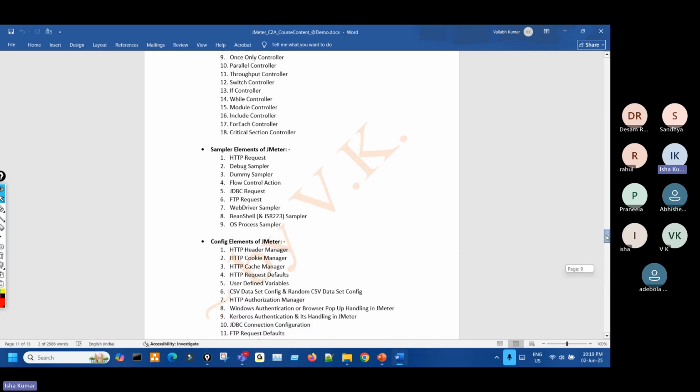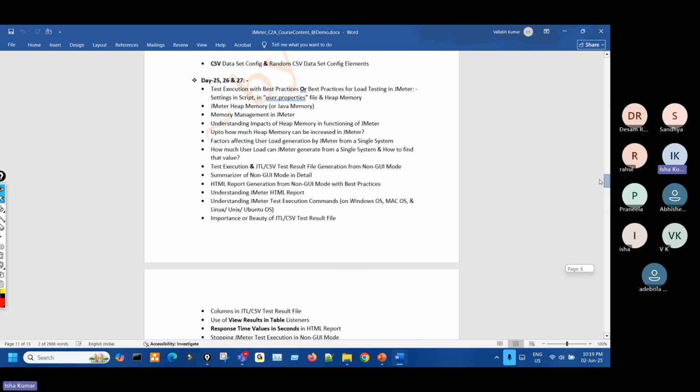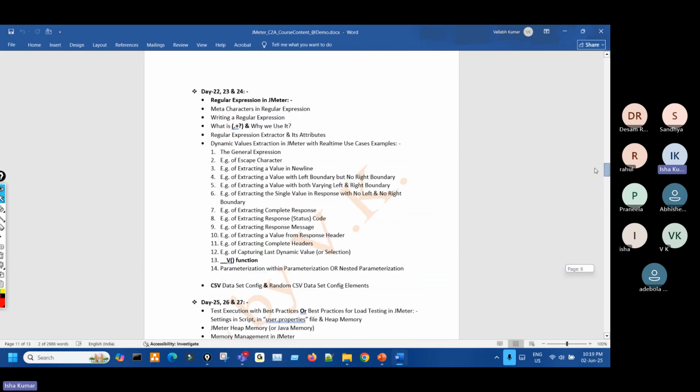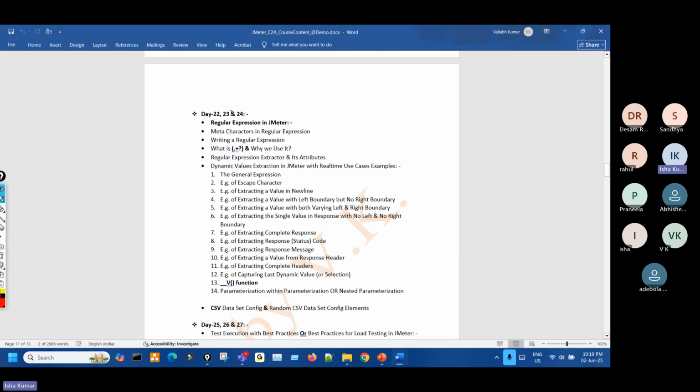Like that, regular expression. There is one thing in regular expression: it will be covered in 3 days. You see, 3 days on regular expression will be covered. Okay. So in that also many things are there, right? Each point. So do I know each point?